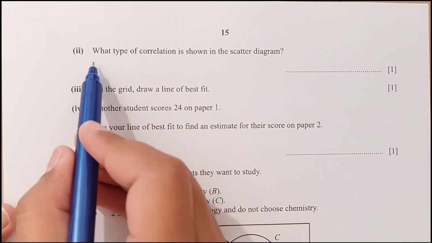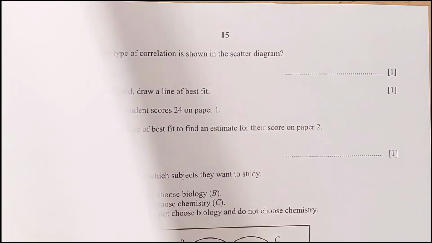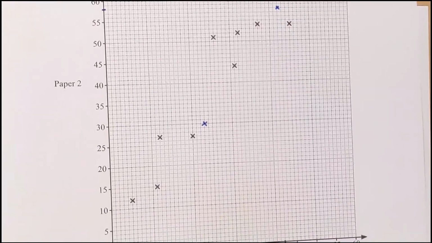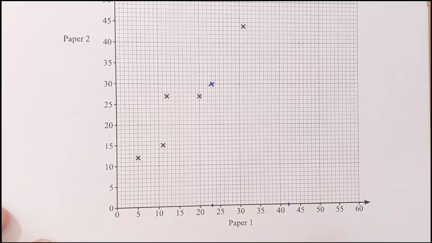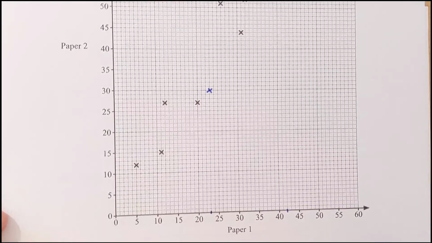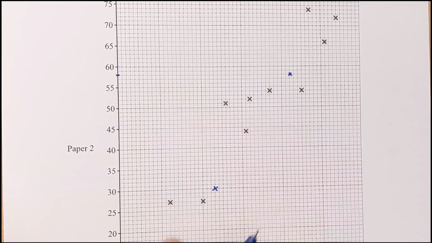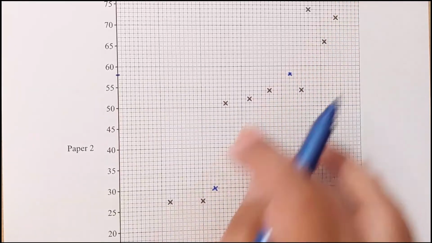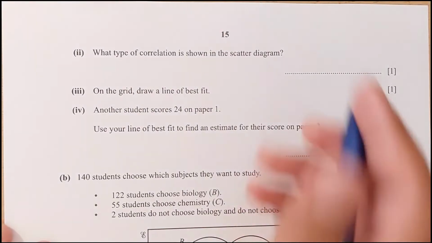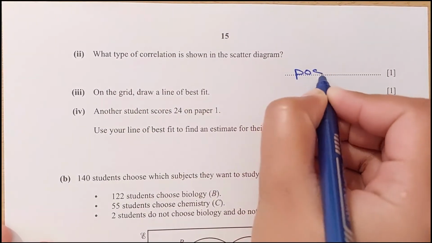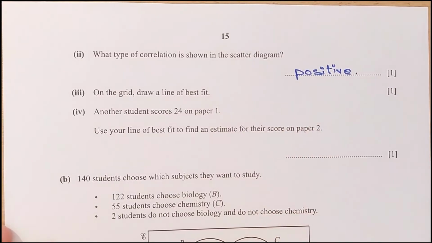Now for the second part, what type of correlation is shown in the scatter diagram? You can see that as the marks of paper 1 increase, the marks of paper 2 also increase. So it is an increasing correlation, a positive correlation. When one quantity increases, the other quantity also increases.